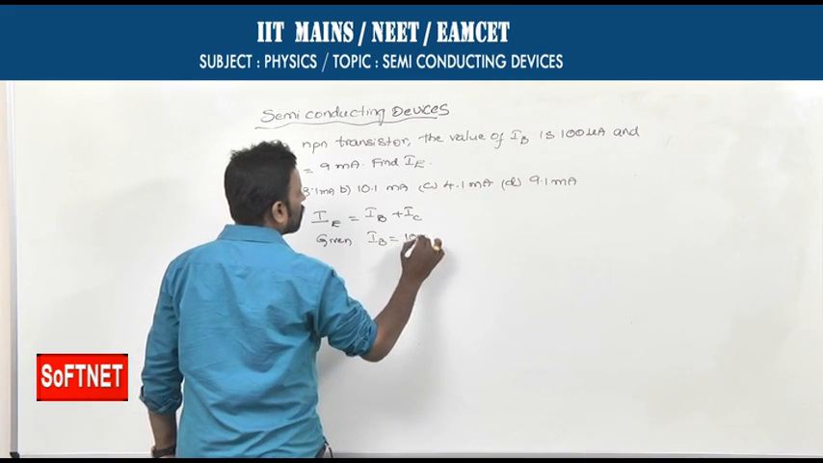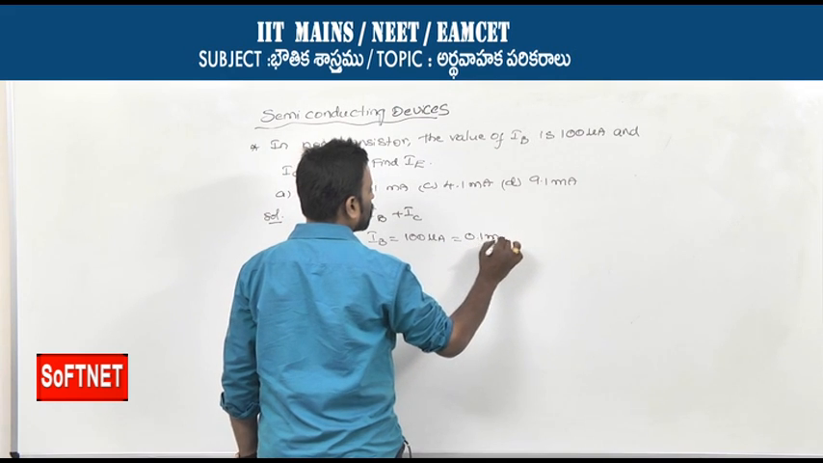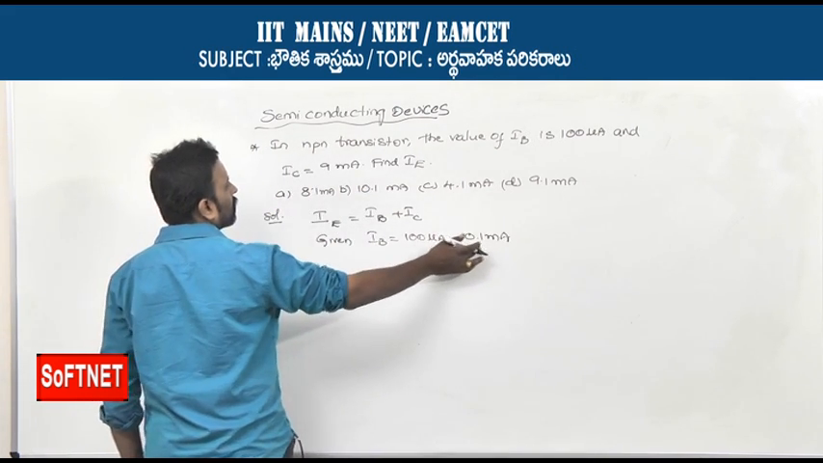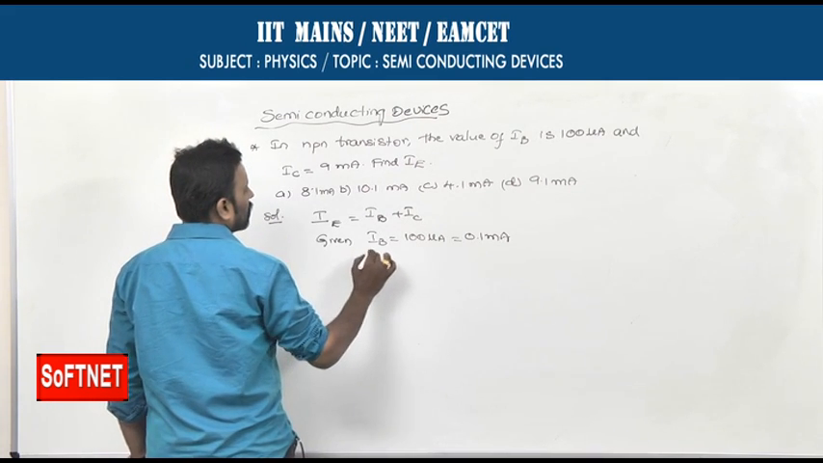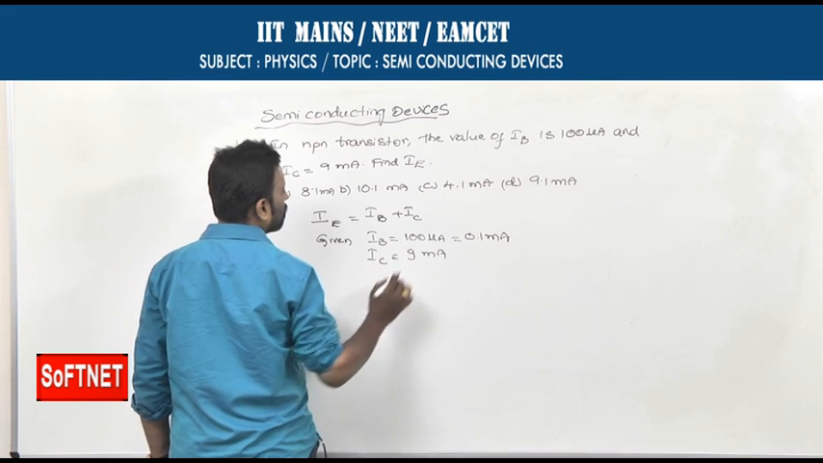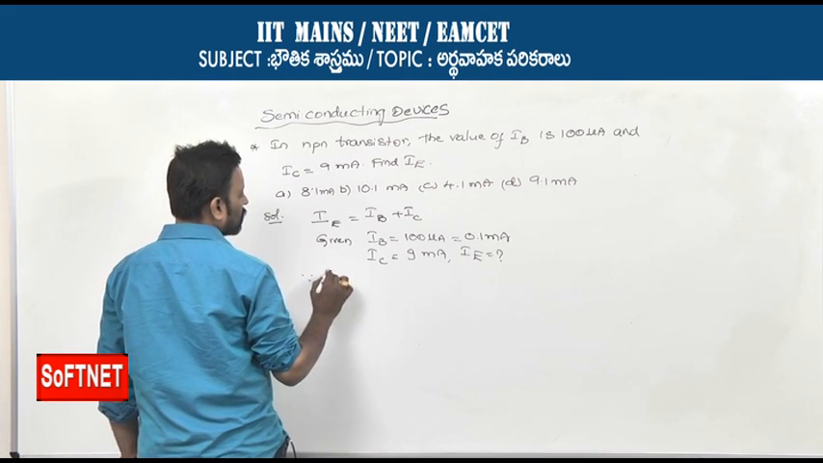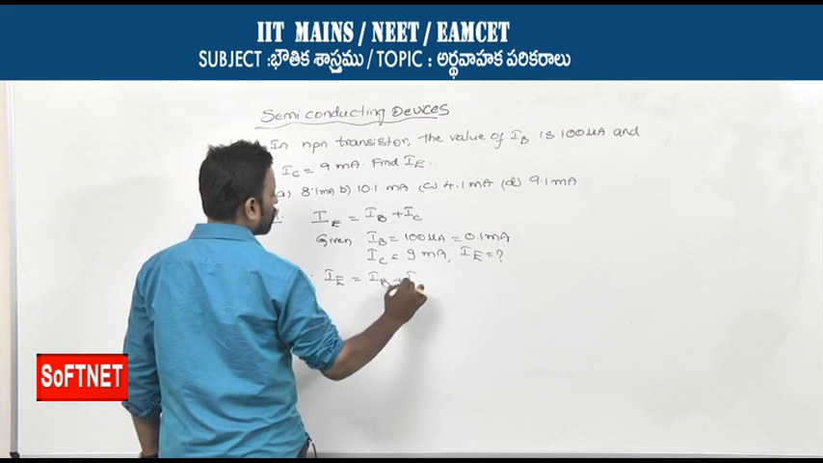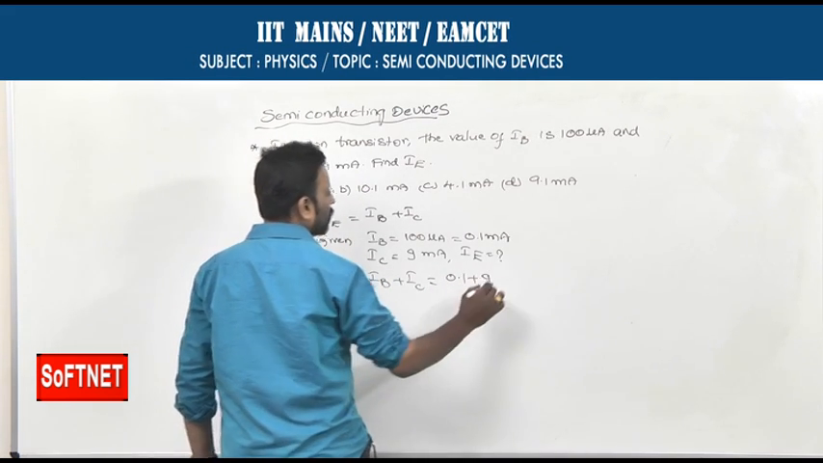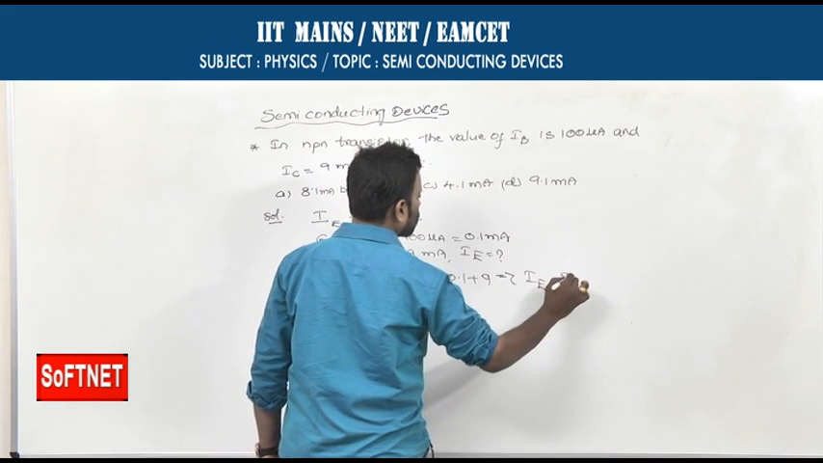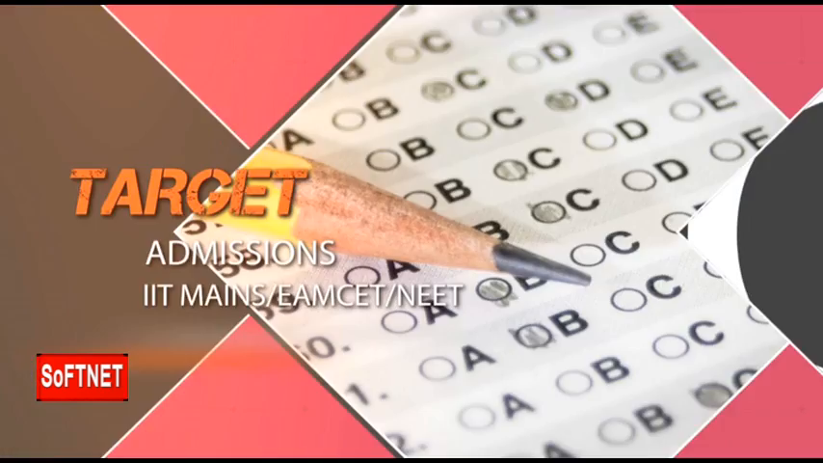Given base current as 100 microamperes, which is equivalent to 0.1 milliamperes, because the collector current is expressed in terms of milliamperes, so I converted base current in terms of milliamperes, and the collector current is given as 9 milliamperes. The value of emitter current you are asked to calculate. Since emitter current is equal to base current plus collector current, I am substituting 0.1 plus 9. So the magnitude of emitter current is 9.1 milliamperes. Fourth option is the correct one.